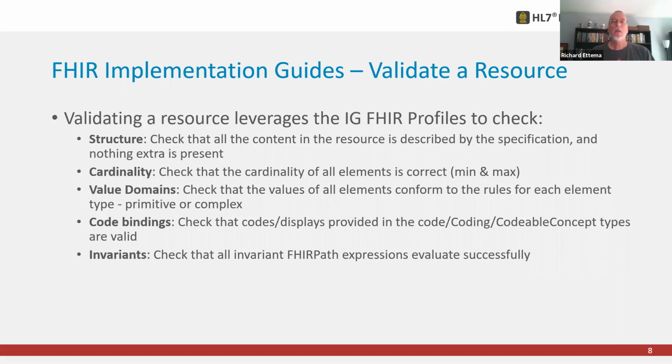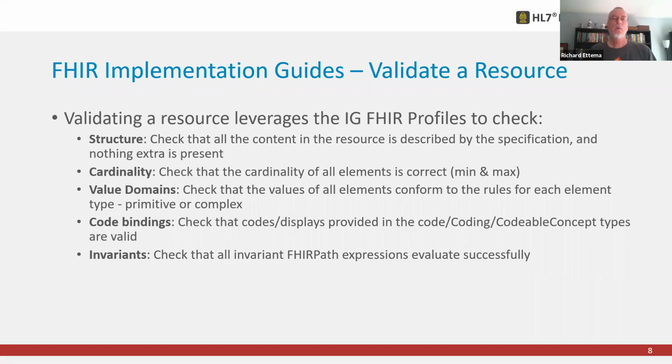Cardinality, as I said, we want to make sure that elements have the correct number. So we have at least the minimum and we have no more than the maximum. Value domains, things like data type checking. An element has a data type assigned to it. Well, there are rules for what the allowed values are. So we need to follow those as well, whether those be primitive or complex data types. Code bindings. If I have an element that is of type code, Coding, or CodeableConcept, those are the things where we have value sets that are bound to that element. So part of the checking is to make sure that if I have a code value and its display for that value, it's within the correct code system as defined by that value set.